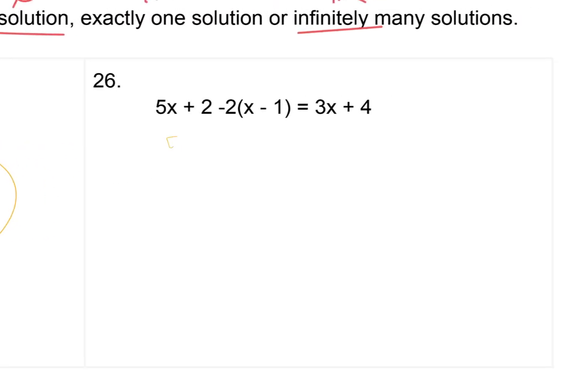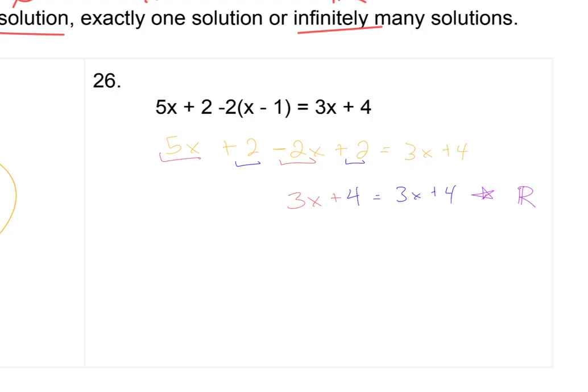Let's see, 5x plus 2, distribute the negative 2, so I get negative 2x plus 2 equals 3x plus 4. This is a like term, so 2 plus 2 is 4. This right side doesn't change at all. And on the left side, 5x and negative 2x is 3x. And then I just forgot to write my plus sign. Check it out right here.